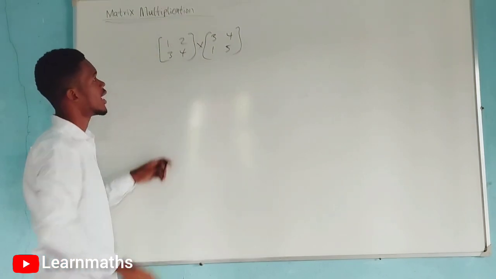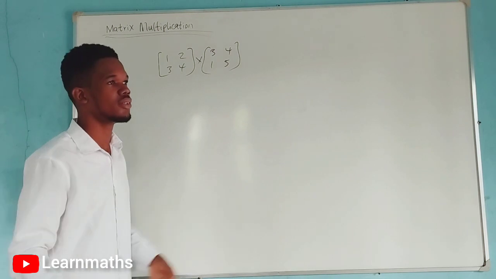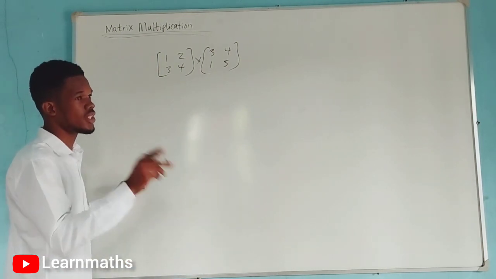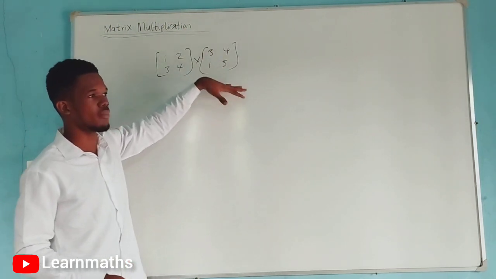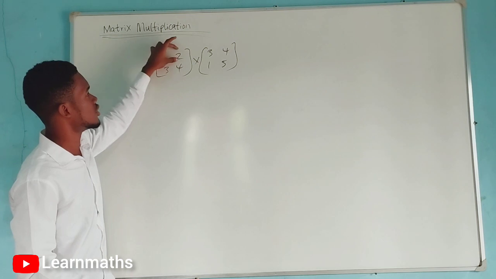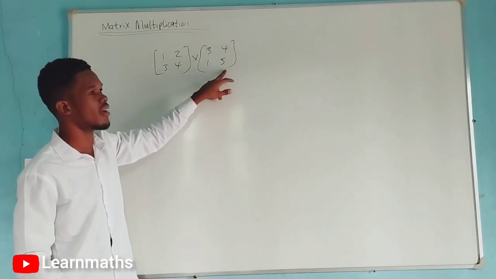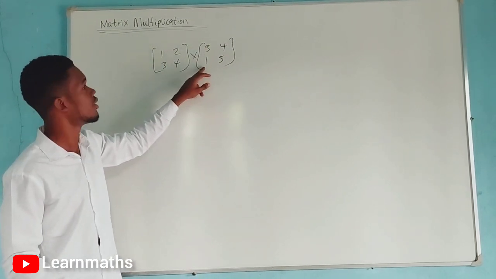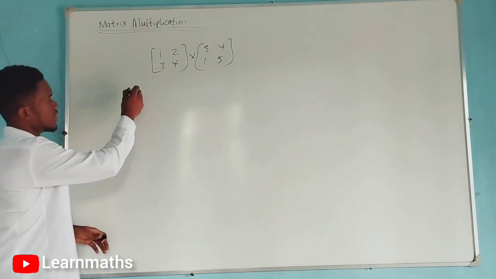If I'm to multiply this matrix with this matrix, what are the steps I'm going to take to carry out this multiplication? This is what you do. You multiply the rows here with the columns on this other matrix. You multiply 1 and 2 with 3 and 1. You multiply 1 and 2 with 4 and 5. Then you multiply 3 and 4 with 3 and 1 again. You multiply 3 and 4 with 4 and 5. Okay, so let's carry out this multiplication.